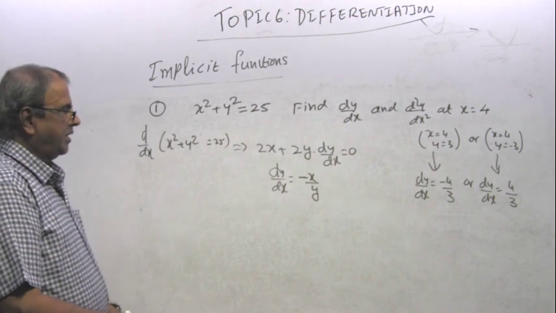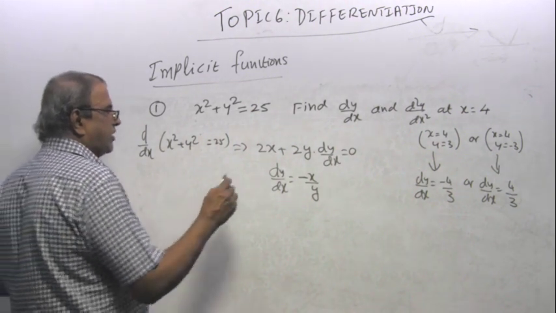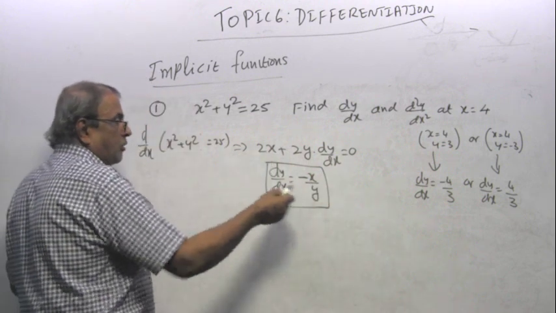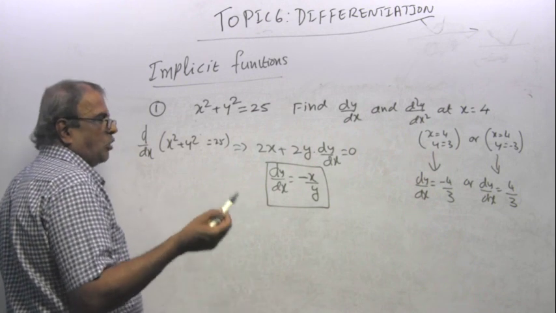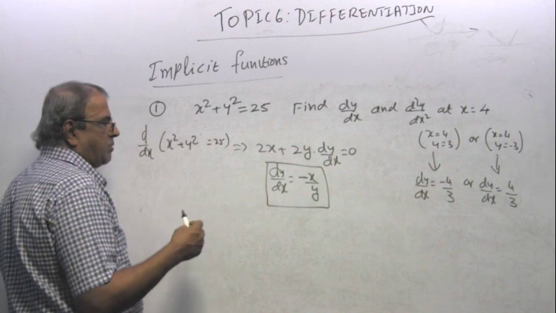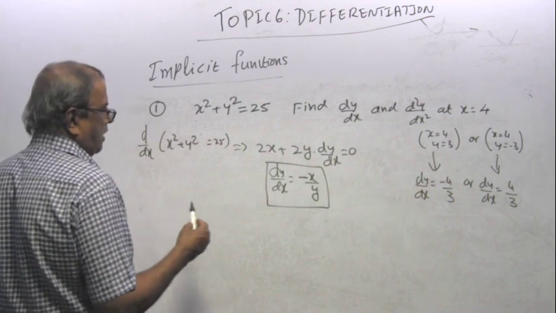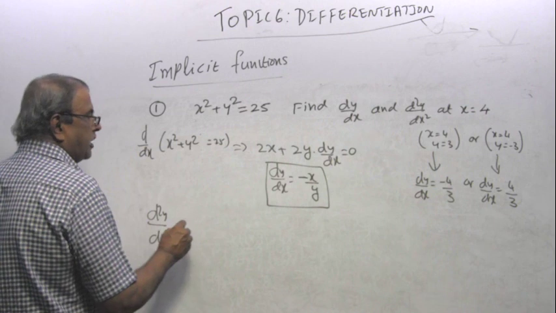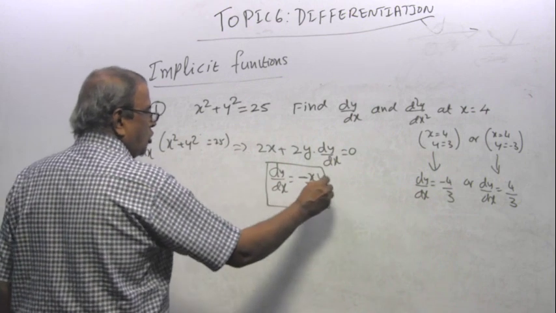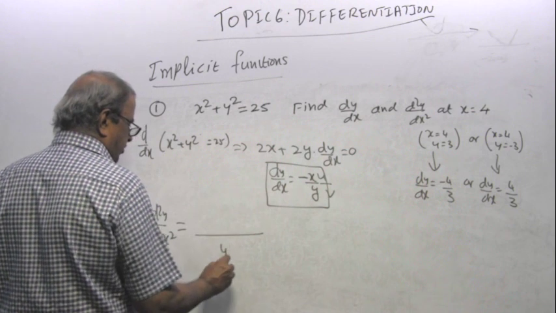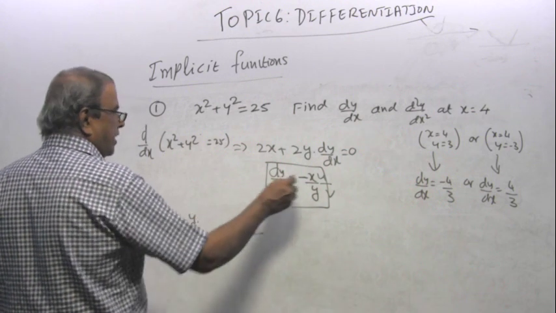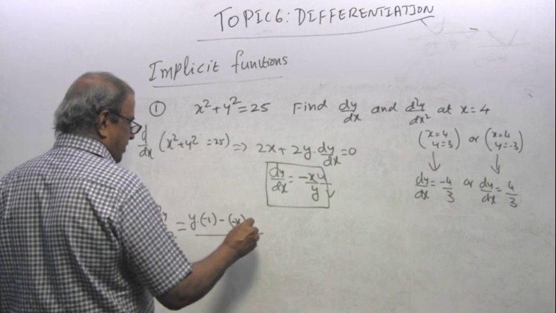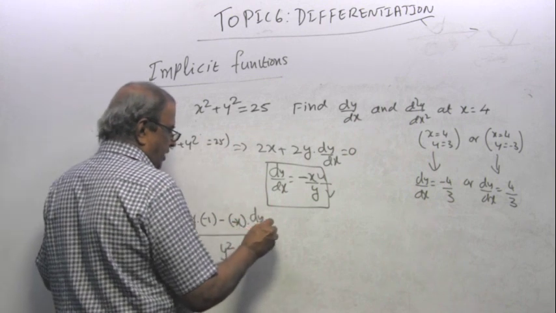That was straightforward. Now suppose I want to do d squared y by dx squared. So what I'll do is, I can use minus x over y, but it's going to be a bit of a problem, I think. Let us see if I get the same answers. I'm not too sure. Okay, so suppose I differentiate that, d squared y by dx squared is equal to u over v. V squared is y squared, v is y, du by dx is minus 1, u is minus x, dv by dx is dy by dx.